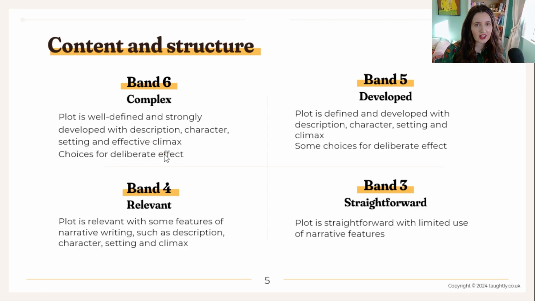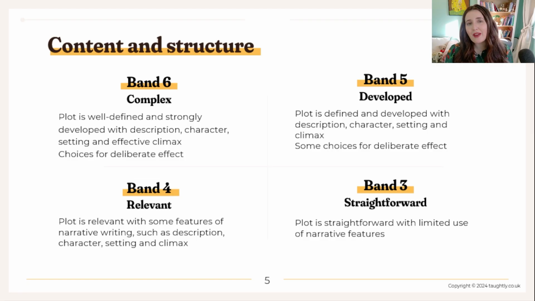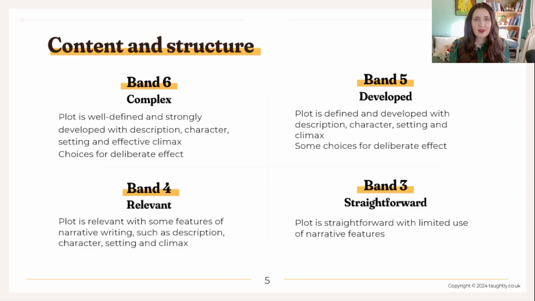You'll have an effective climax, so your story will actually be building up towards something. And part of what makes that climax effective is by hiding those little clues and mystery and tension throughout your story, so that when your climax happens, it's like, wow, that's surprising and exciting, but it also doesn't feel sudden and random because there are little subtle hidden clues throughout your story.